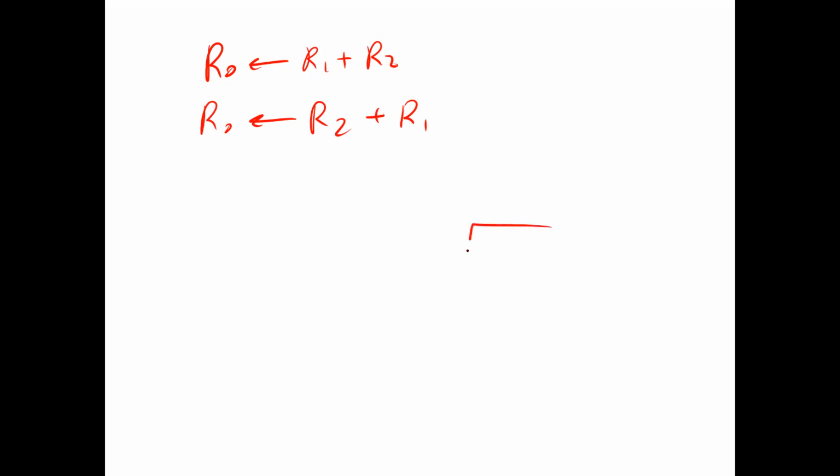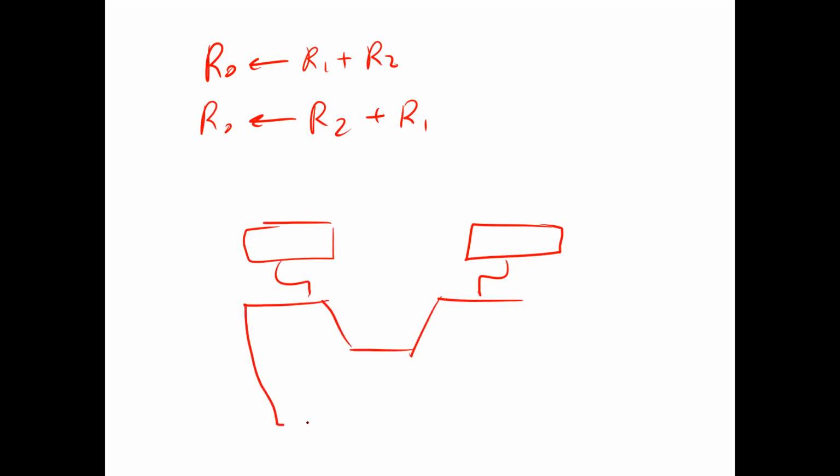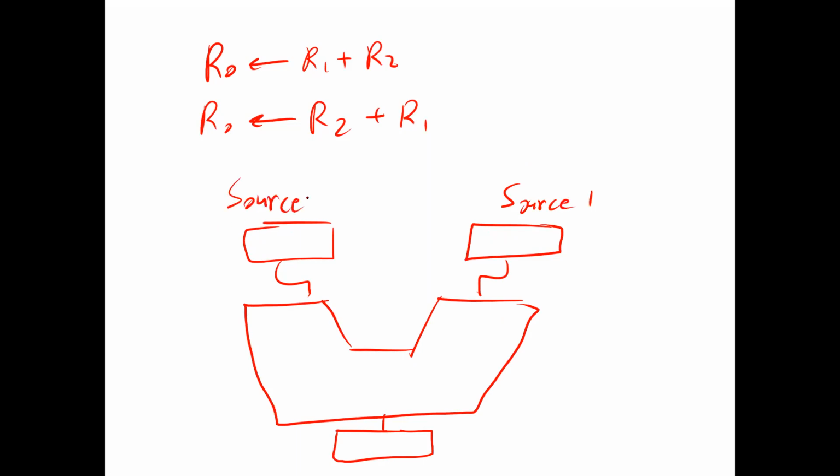So you have the circuit, and this will be fed to an adder circuit. It should look like this. Here you have a register, here you have a register, and here you have a register for the output. This one is considered source 1, and this one is source 2. This is the destination.